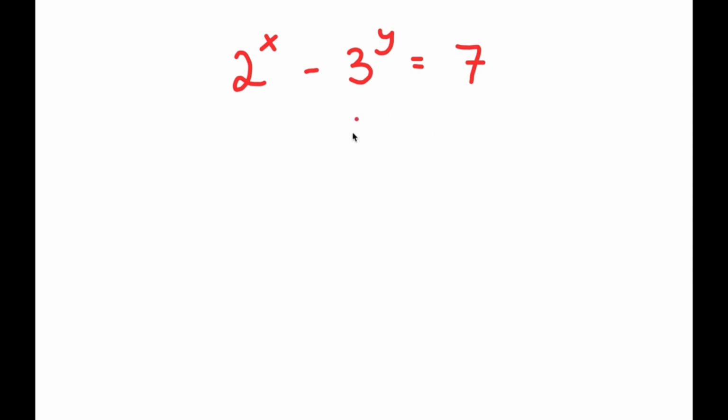Alright, so in this problem, I have 2 to the power of x minus 3 to the power of y is equal to 7. So I want to find the values of x and y.